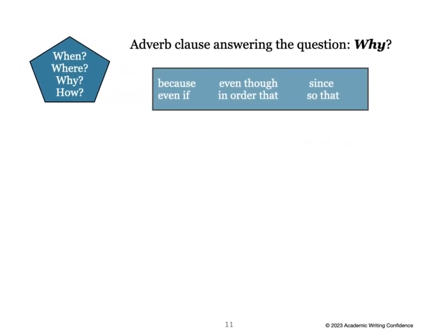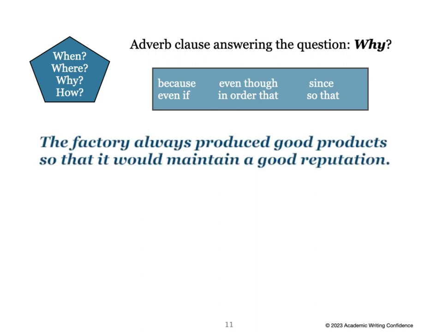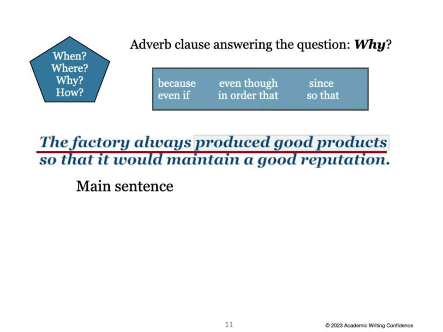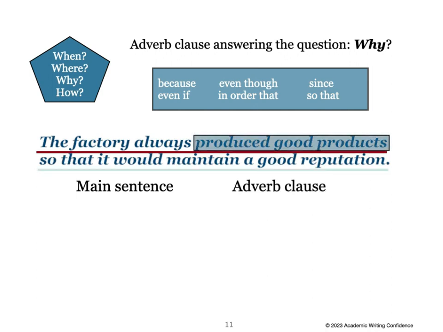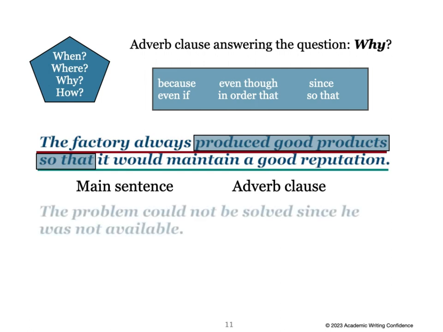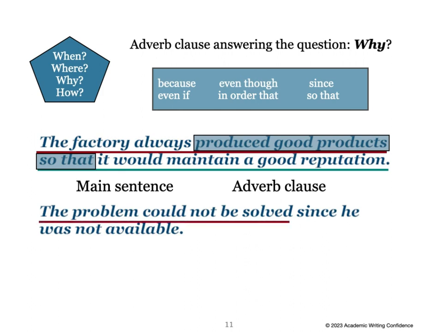Here are a few more. The factory always produced good products so that it would maintain a good reputation. The main sentence is, the factory always produced good products. Why did they produce good products? So that it would maintain a good reputation. This is the adverb clause. The problem could not be solved since he was not available. The problem could not be solved is the main sentence. And why could it not be solved? Since he was not available.